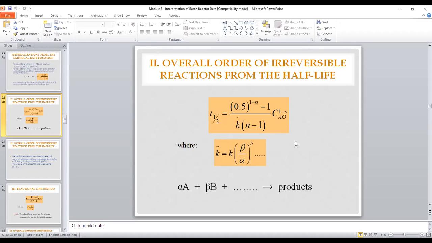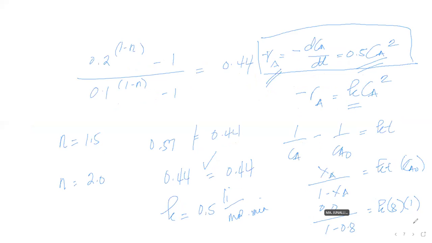So in this case, we will linearize the equation that is provided for the half-life method. But I have to emphasize, class, that this will only work if the problem gives you a pair of data. It is important that you understand that the data that is given to you is CA0 versus half-life.